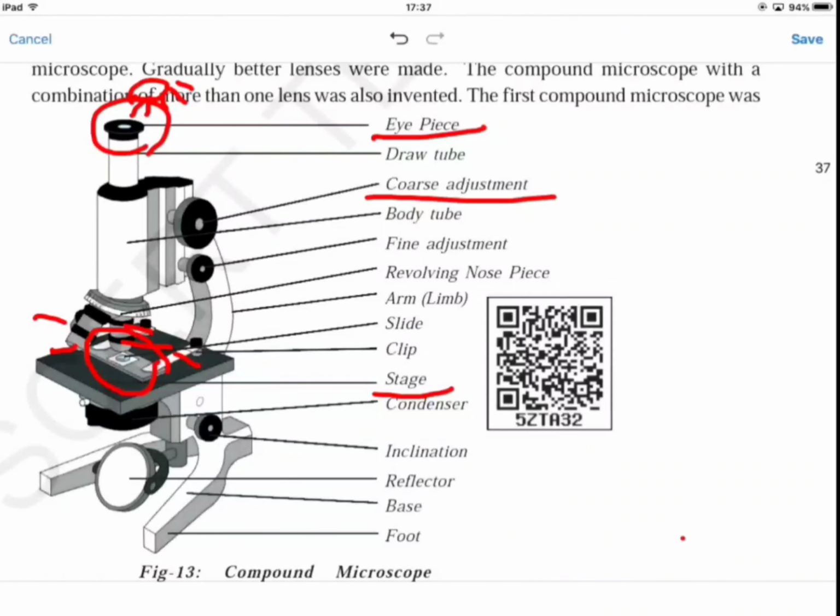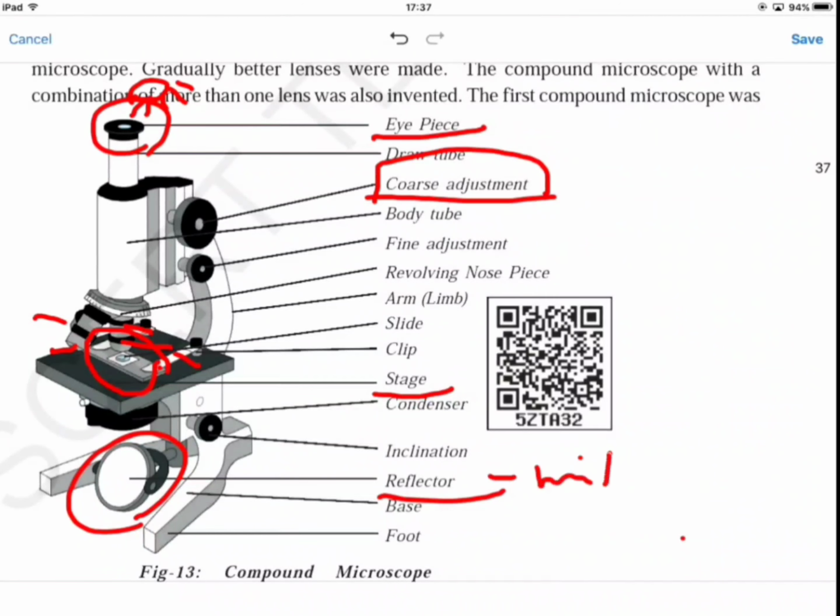With the help of this, we will try to adjust. That means when we are revolving this, the distance between the revolving nose piece and the slide will be varying, so we will make adjustments with the help of this knob, through which we can see the object clearly.